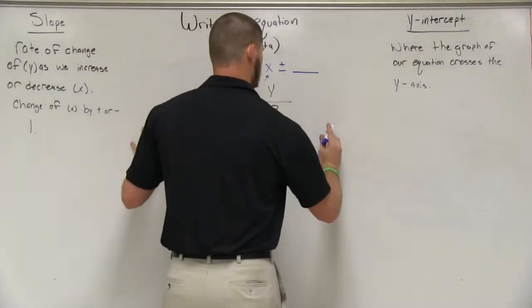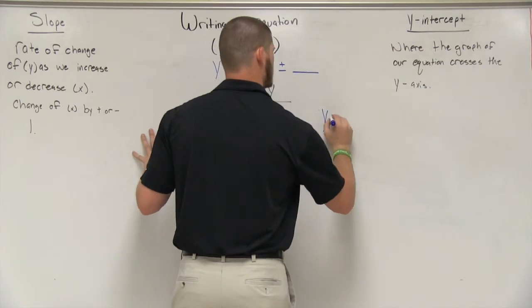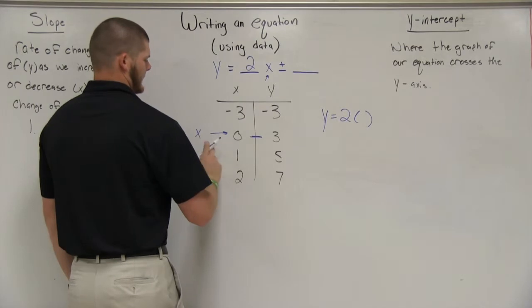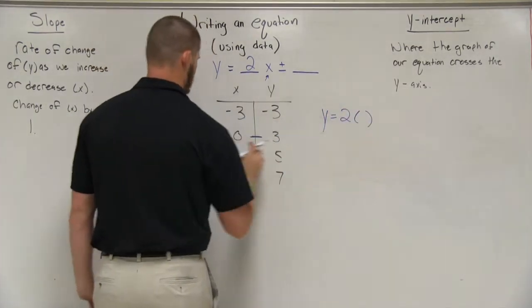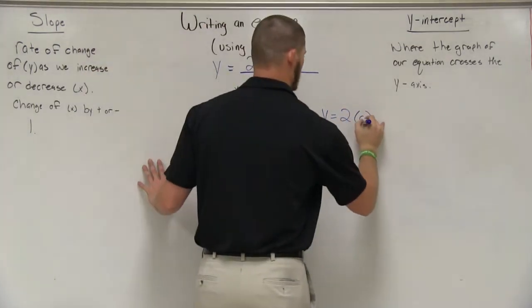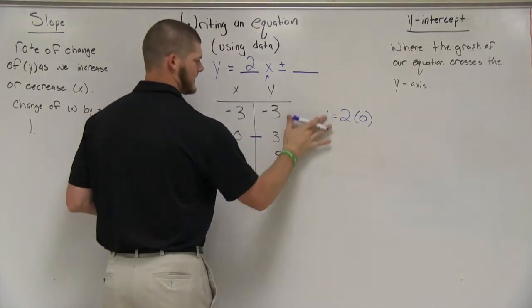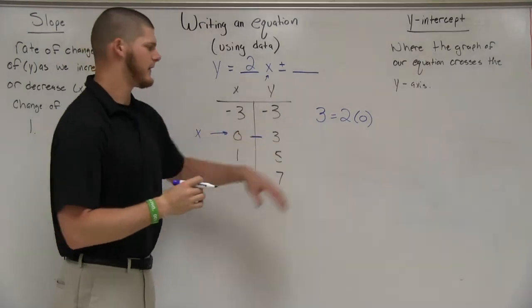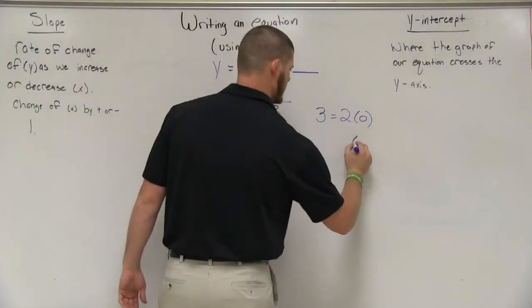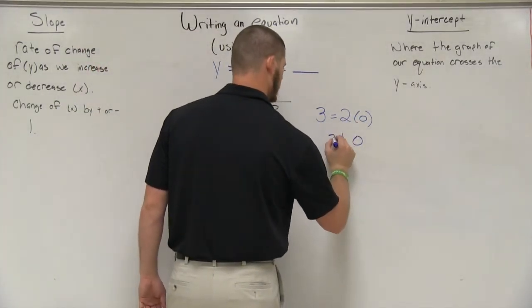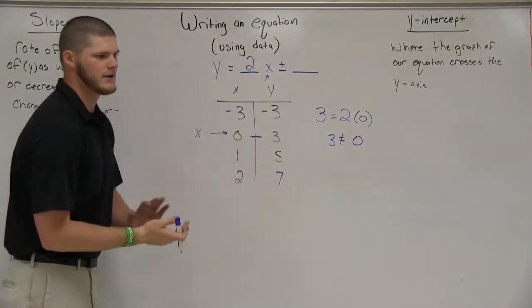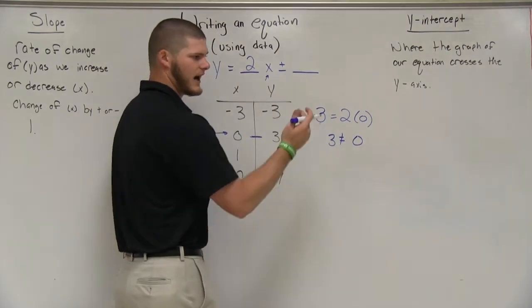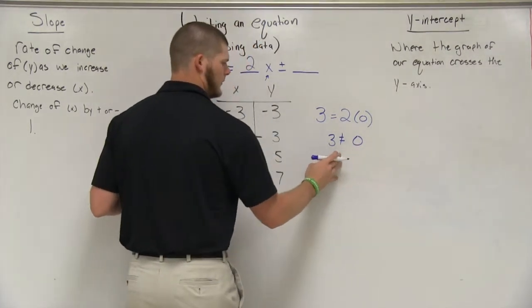So let's say I have y equals 2x, and I don't know what plus or minus is yet, but I know that my x is 0. And when my x is 0, that tells me that my y should come out to 3. So let's just see if this is right first. 2 times 0 is 0. 0 does not equal 3. So what do I have to do to 0 to get to 3? If I have to increase, I would plus. So 0 plus 3.